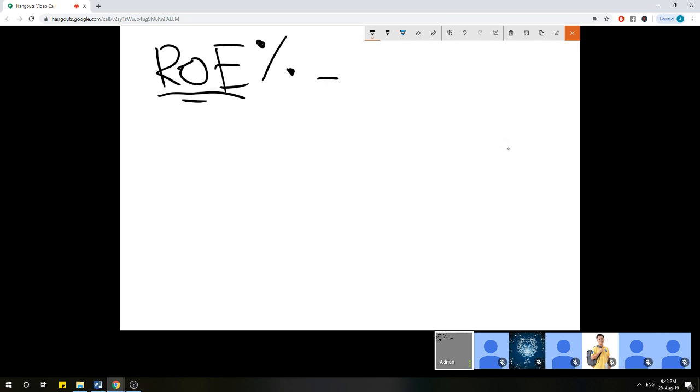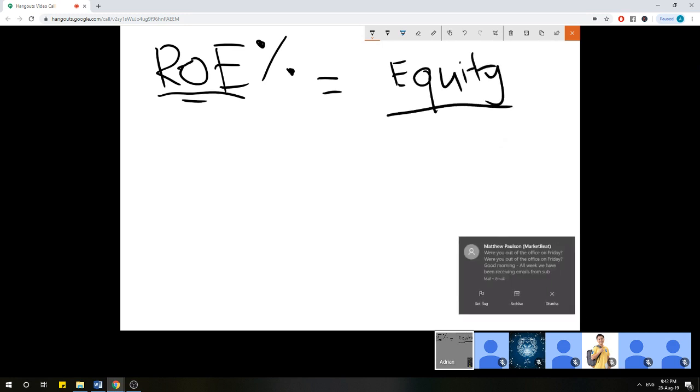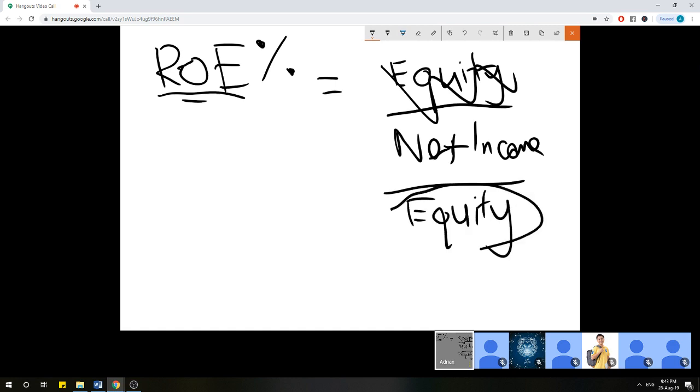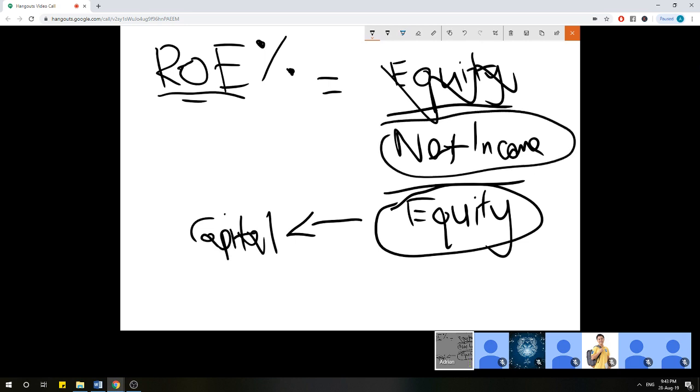In a normal way, we know the basic formula for ROE is net income over equity. This part is our shareholder equity, meaning the shareholder capital. Then based on your income compared to the shareholder equity, what is the return this year for the shareholder? So that's the basic one we know.